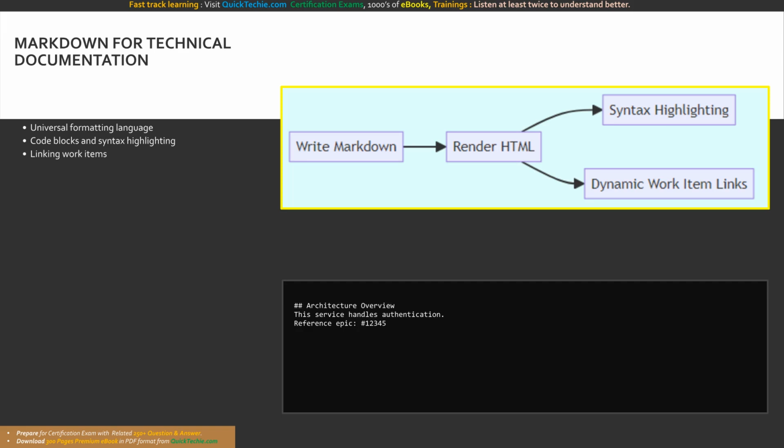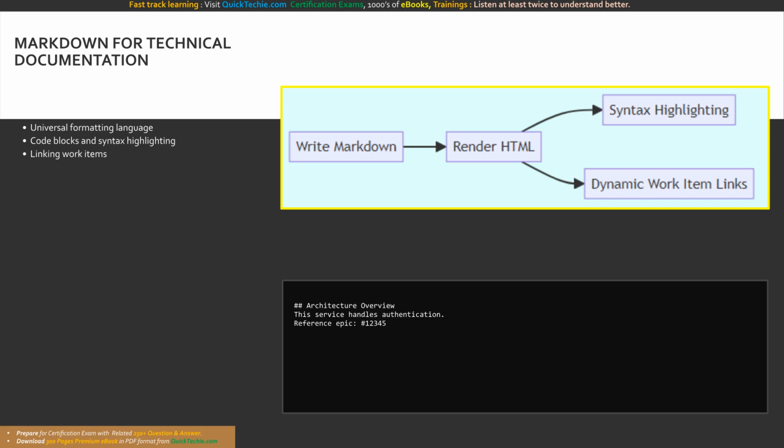Markdown is the universal formatting language for developers. By configuring wikis using Markdown, teams can quickly generate highly readable, structured technical documentation without wrestling with rich text editors. Markdown supports inline code blocks with language-specific syntax highlighting, making it perfect for documenting API payloads and CLI commands. Furthermore, in Azure DevOps, you can use Markdown extensions to dynamically link to Azure Boards work items or pull requests, creating seamless traceability between the documentation and the active development workflow.